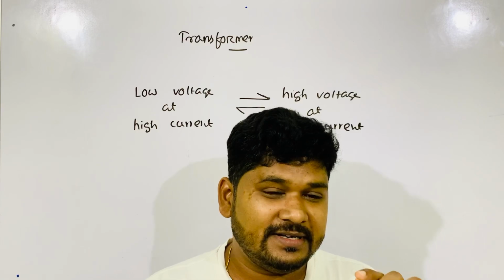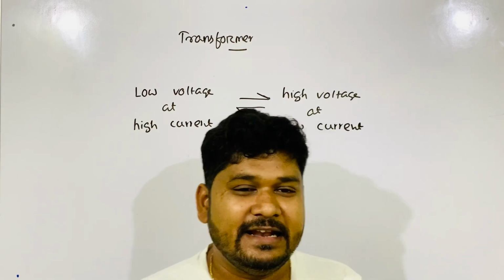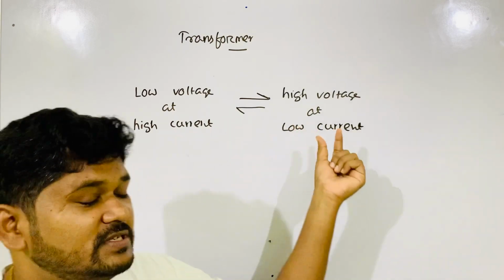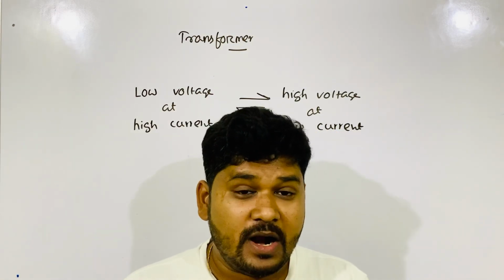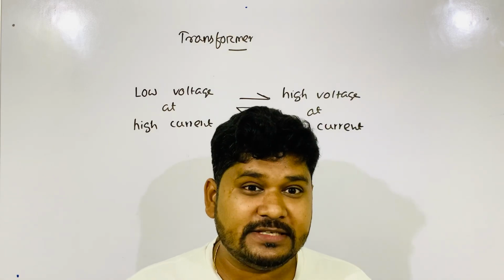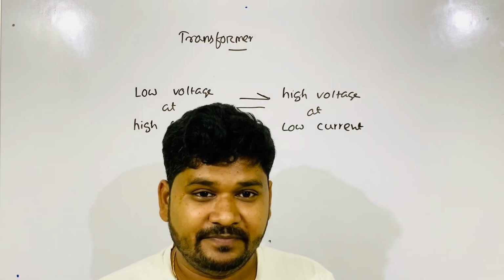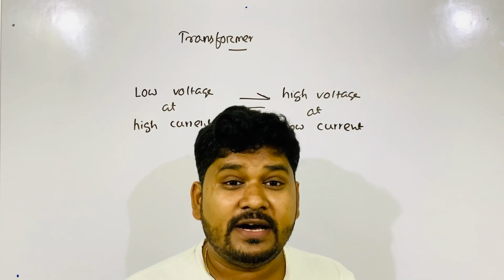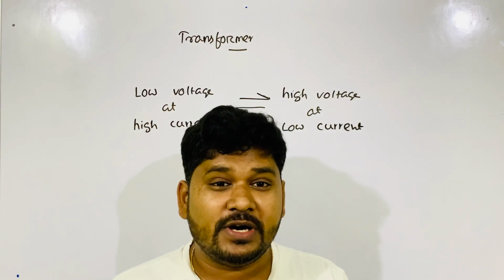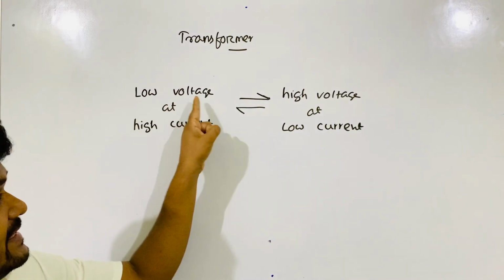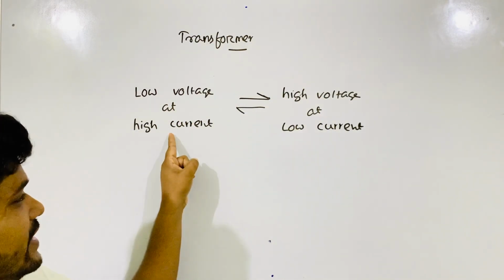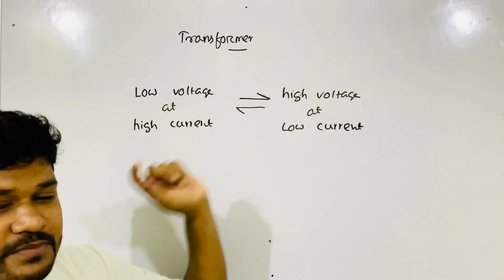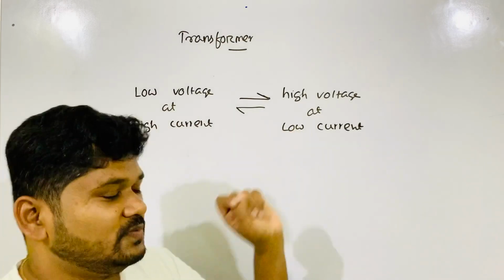But for just one second I can tell you, to understand that power is always a constant. The electric power that is coming is always constant, and power is equal to voltage into current. So if voltage increases, then current has to decrease. You see, low to high voltage, current goes high to low.